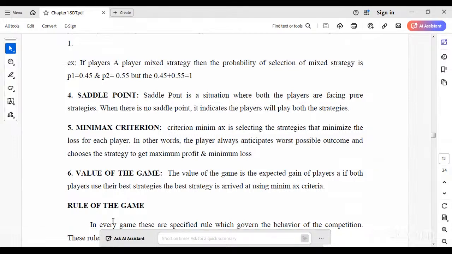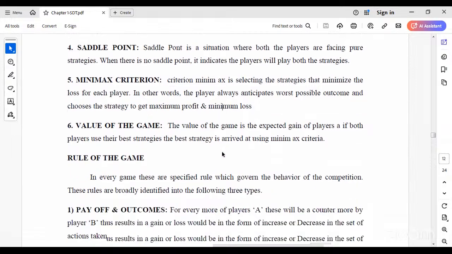In other words, the player always anticipates the worst possible outcome and chooses the strategies to get maximum profit and minimum loss. Okay. So, value of the game: the value of the game is the expected gain of a player if both players use their best strategies. The best strategy is arrived at using the minimax criterion. Okay, so now we are going to see the problem also.